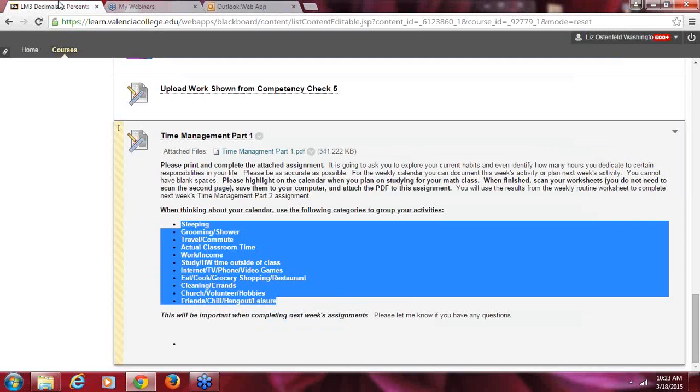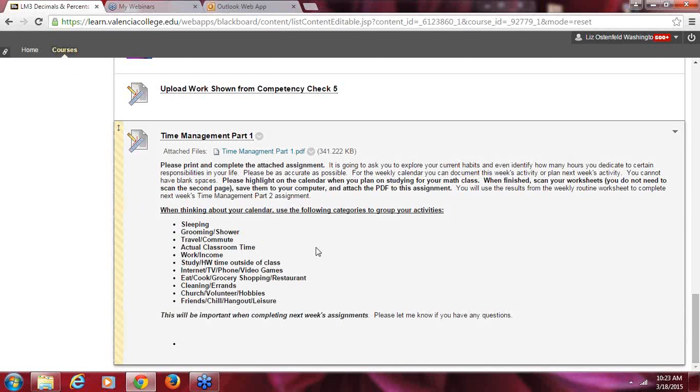Now, of course, after you print it and fill it all out, you need to scan it or use your app to turn it into a PDF. Again, no JPEGs, no PNGs and all that. I need it to be a PDF file type. So if you need to go to the Valencia campus to scan it, they can scan it and turn it into a PDF right on the copy machine in the Math Depot or in the library.